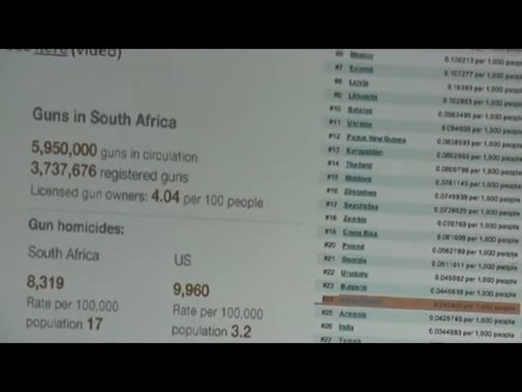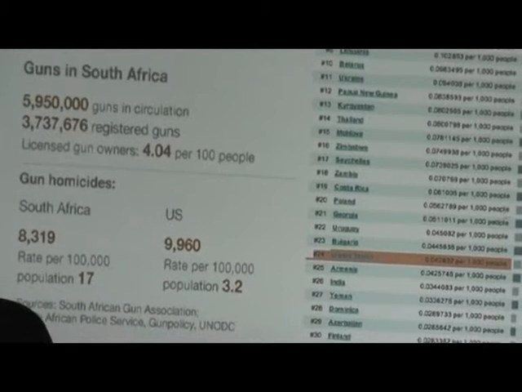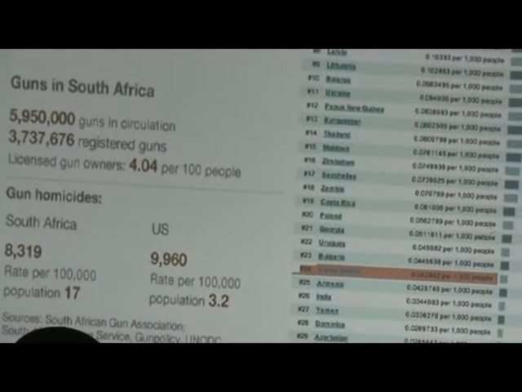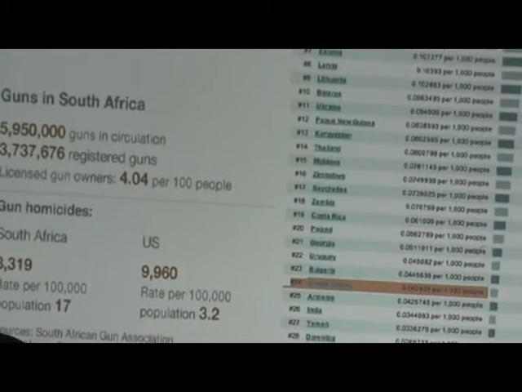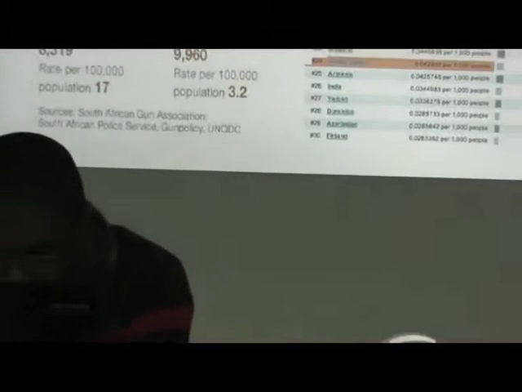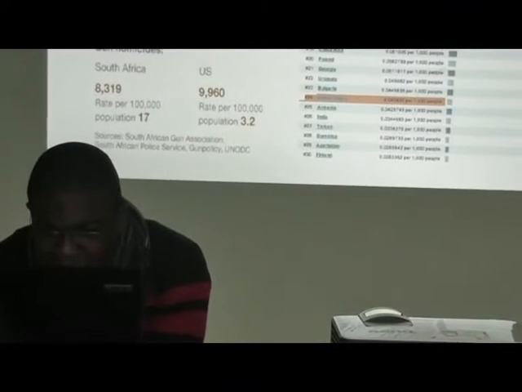Yeah, and America is like. So you have Colombia, you have South Africa. I thought the US had a bigger murder rate. Where is the US? What number is it? It's 24. Oh, I thought it was higher than that. So maybe.